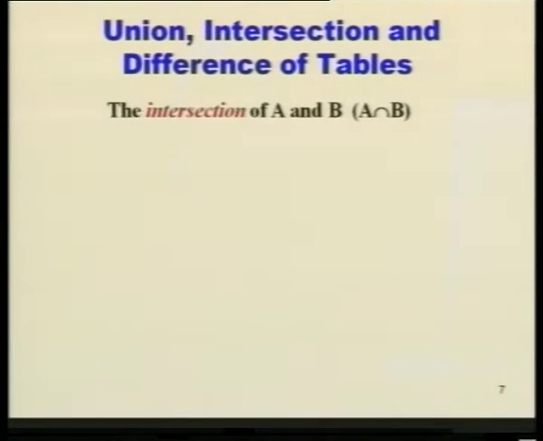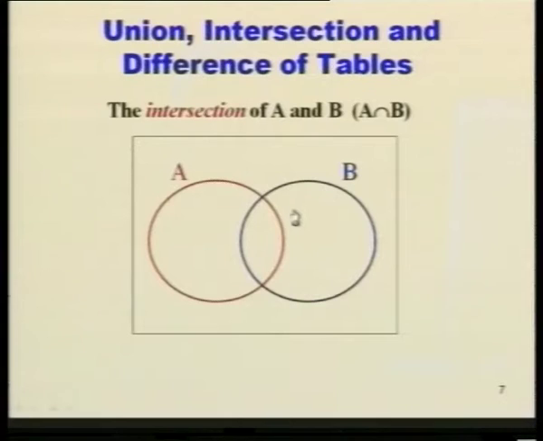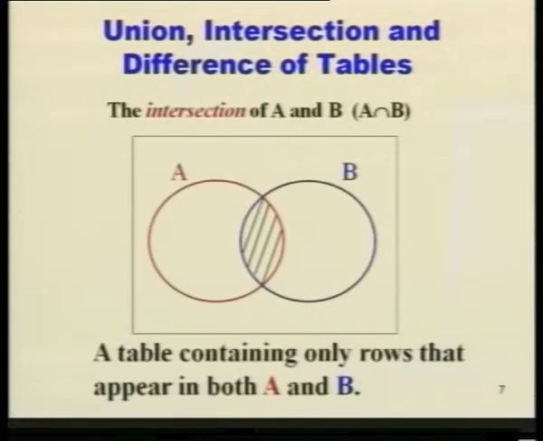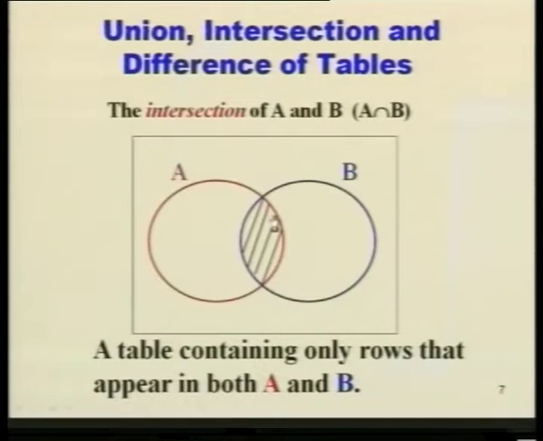Now, the intersection of A and B is nothing but A intersection B, and it is given as only this part. This is A intersection B, as in normal set theory, and the result will be a table which contains only rows that appear both in A and B. Again, there is a question of whether to eliminate the duplicates or not. If you write intersection all, it will not eliminate the duplicates.